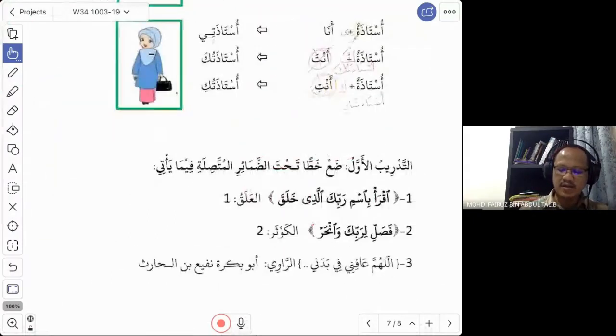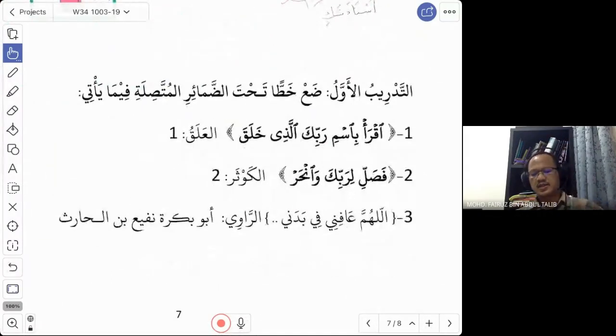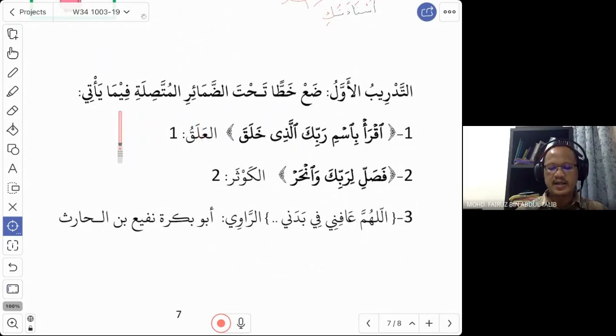Okay. So now let us go to the next exercises. At-tadrib al-awwal, the first exercise. Okay, the first exercise. So here the instruction says da' khattan tahta ad-dhamairil muttasilati fi ma ya'ti. Da' khattan. Da' means put. Okay, you put down things. You say da'. For example, I say da' al-qalam. This is called qalam, the pen. Da' al-qalam, put down the pen.